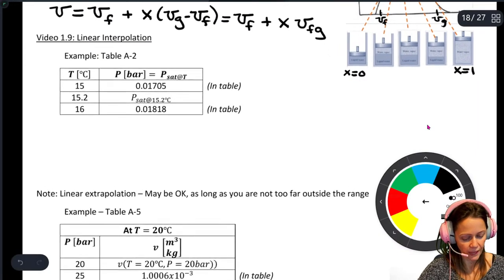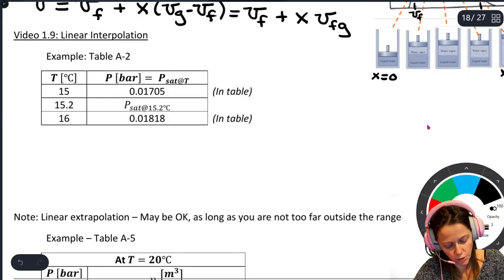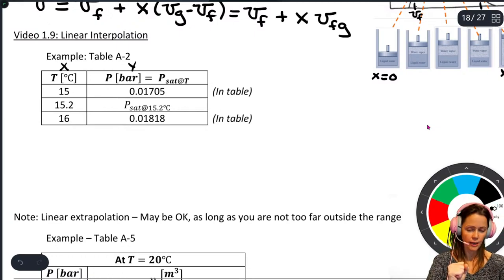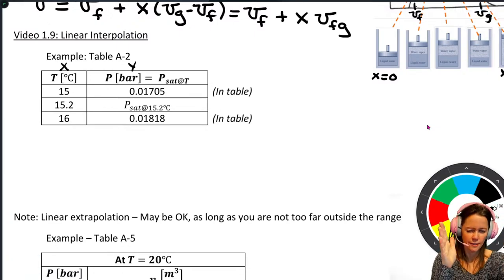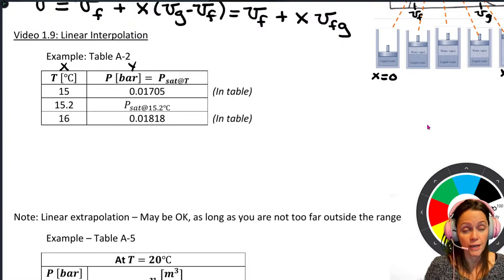I would encourage you to watch the video, but essentially, like in table A2, it treats these as XY coordinates. And it's saying, okay, if you're zooming in to that data, the data is not linearly related. It's not related as a straight line, but if you zoom in on a really, really small portion of it, you can approximate the relationship between two really close data points as a linear function. And so that's what we're going to do here.